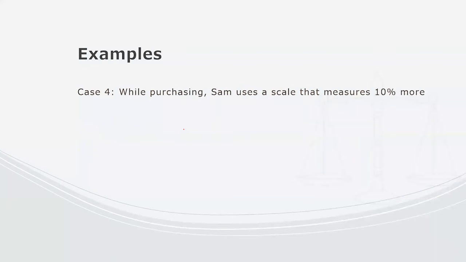Let's move on. Look at the next one. While purchasing, Sam uses a scale that measures 10% more. That means what? He pays for, let's say suppose the cost was 1 centimeter equal to 1 rupee, he claims to purchase 100 centimeters. So he should have paid 100 rupees for this, but he's using a scale that measures 10% more. So instead of 100 centimeters, it has actually measured 110 centimeters. So he has bought 110 centimeters for 100 rupees.